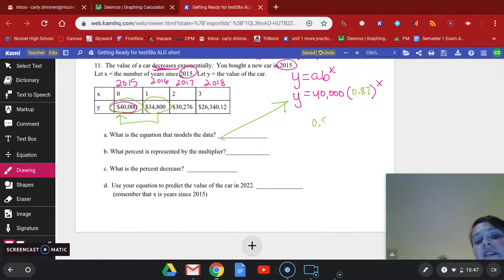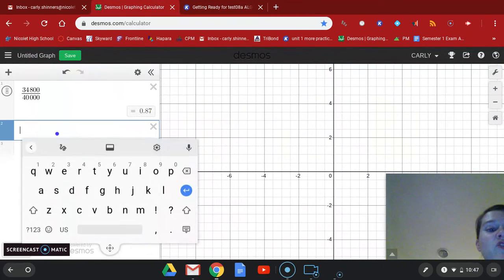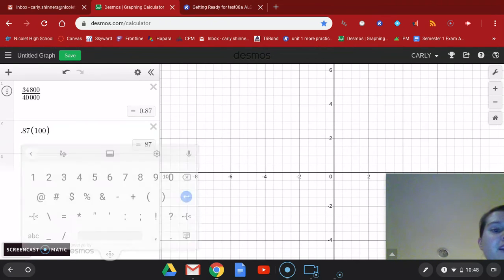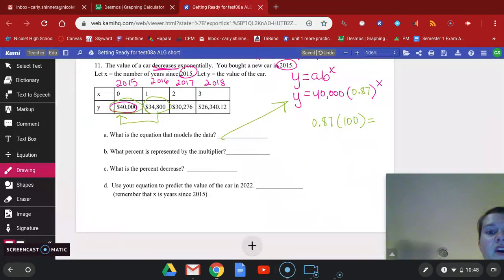What percent is represented by the multiplier? To go from a decimal to a percent, I multiply by 100. Or some of you might have it memorized to move the decimal place to the right. Everything you own in the box to the right. No, it's to the left. Do you guys know that song? Let me know in the comments if you do.